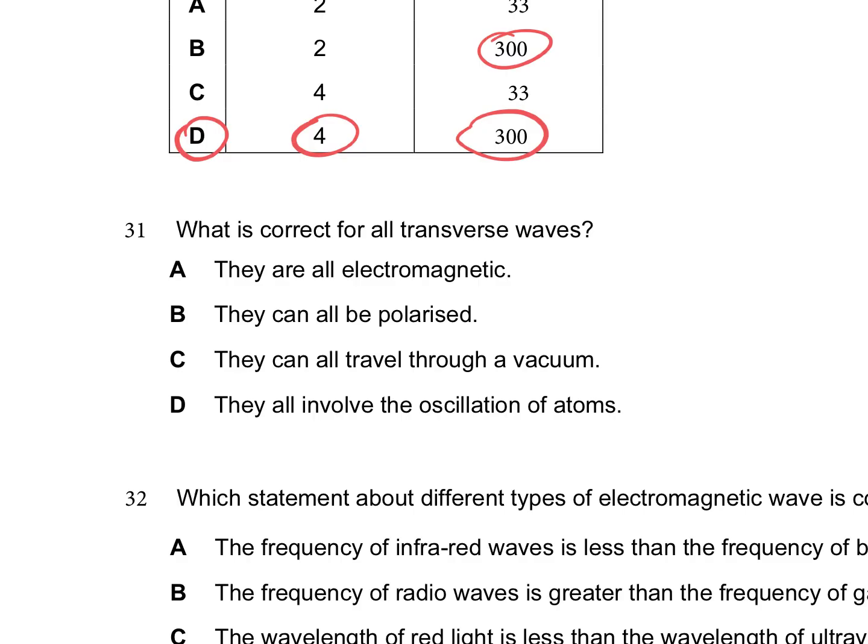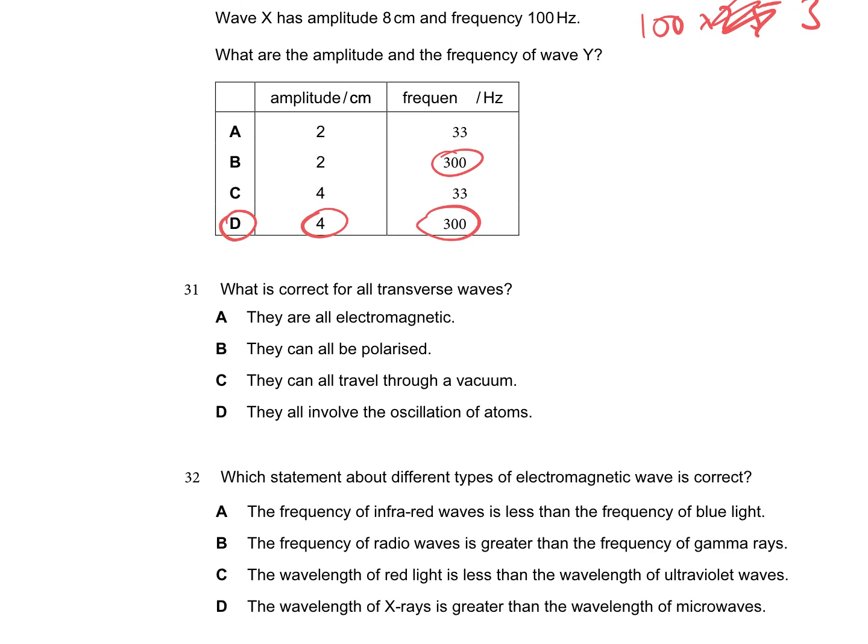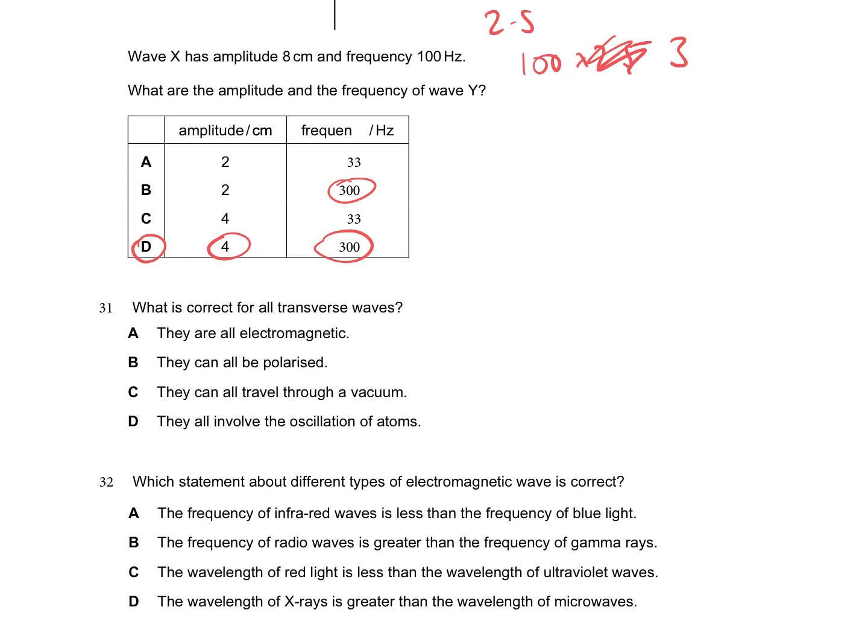Question 31, what is correct for all transverse waves? Well, they are all electromagnetic. That's not true because water waves aren't electromagnetic. They can all be polarized. That is true. That's true of transverse waves because they oscillate at 90 degrees to the direction of travel.